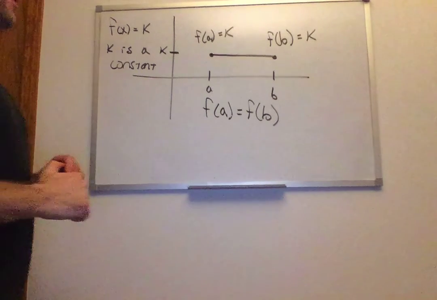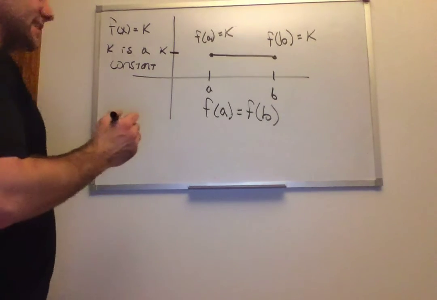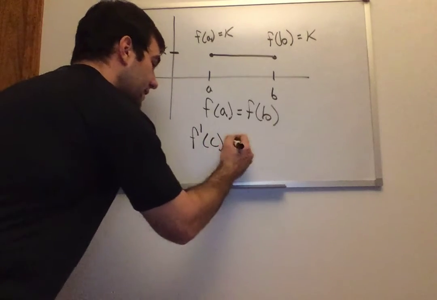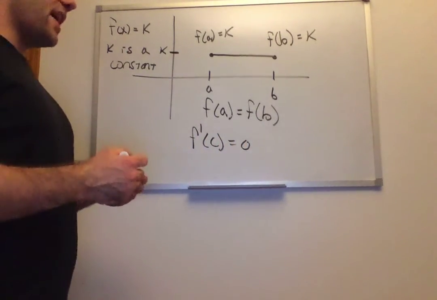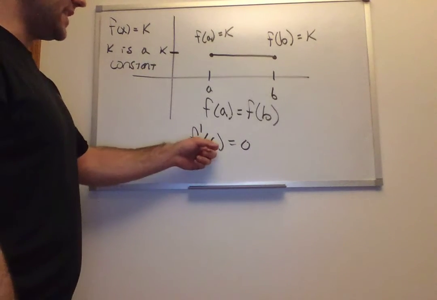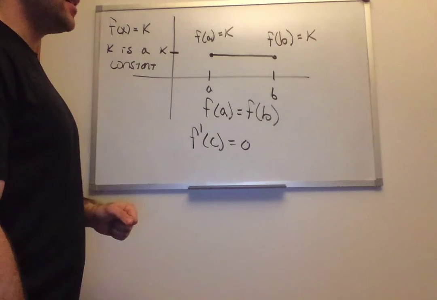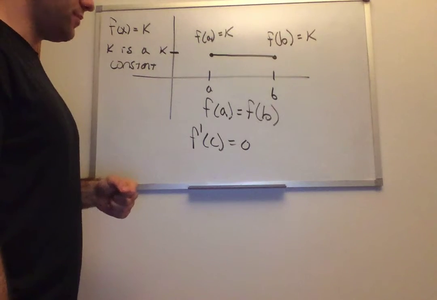So then, Rolle's theorem says there exists a c such that f prime of c is equal to 0. And in fact, this is the really easy case where c happens to be any number between a and b, because everywhere has a slope of 0. Okay?